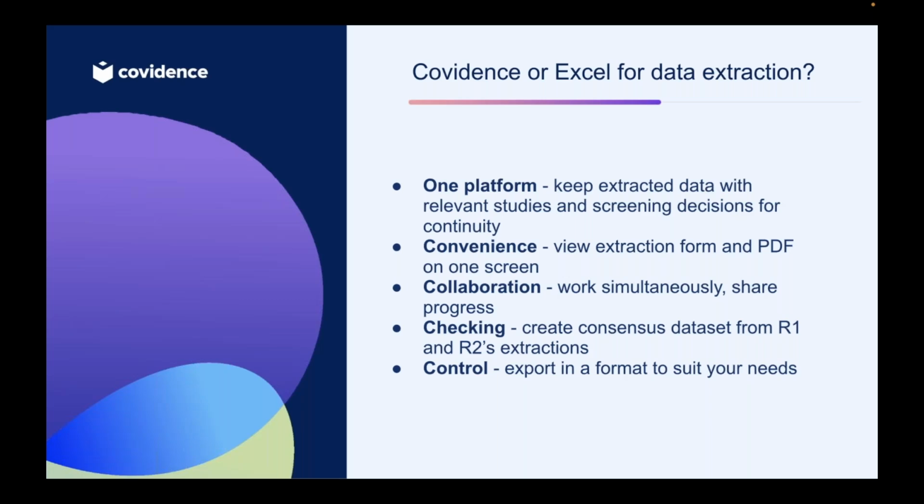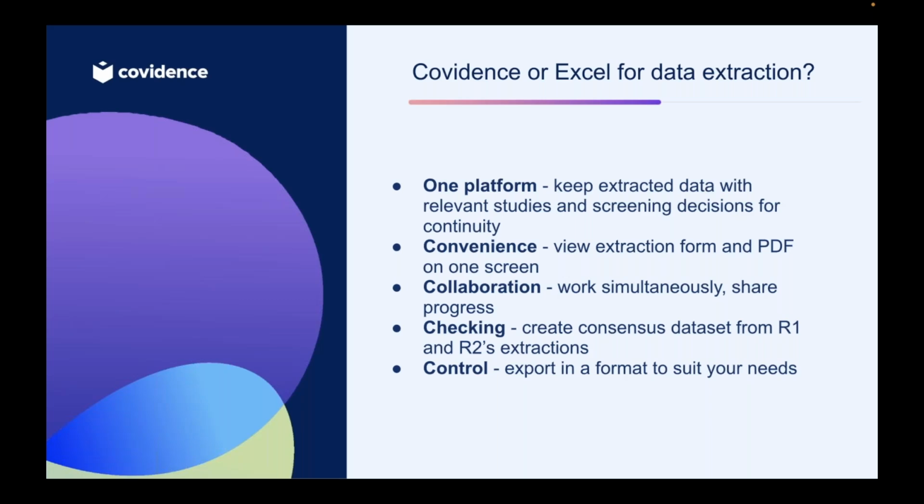You can also perform checks in Covidence. You can perform extraction blinded to your colleagues. And it will allow you, if you want, to create a consensus set from the extraction of 2 different reviewers. And finally, you get control. You can tailor the format of the export to the needs of your project. Okay, that's it from me for now.